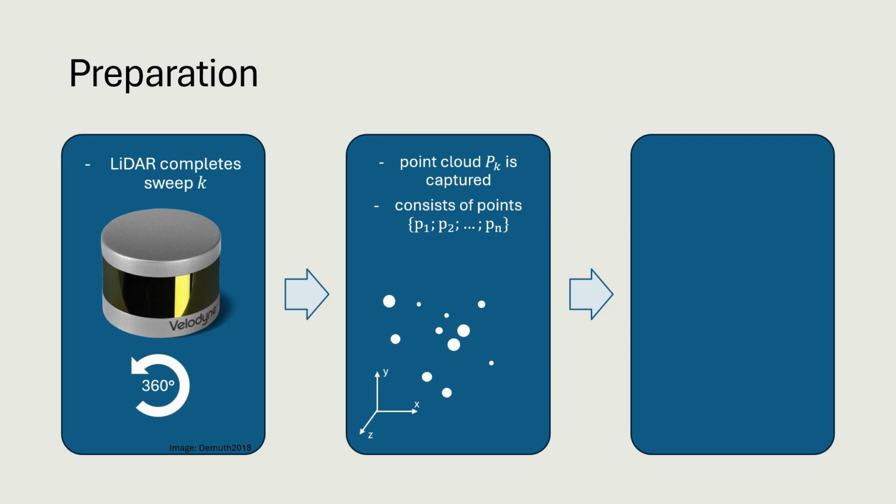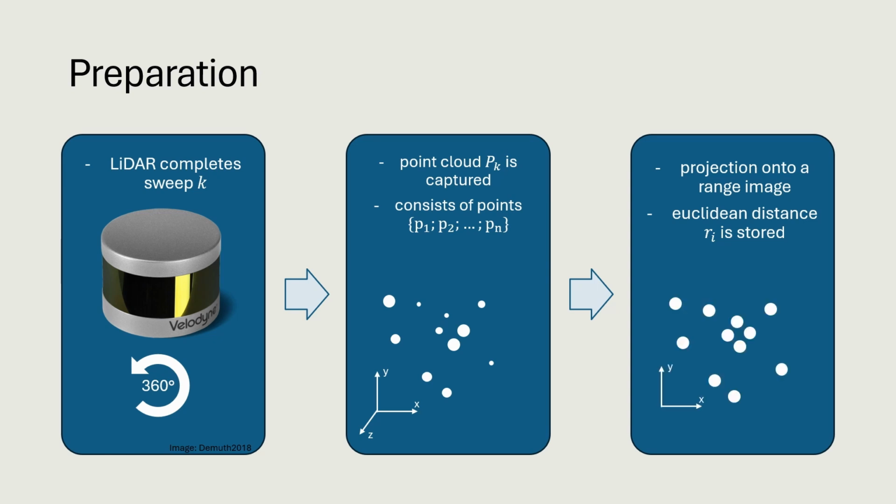Before executing the actual segmentation, we project the point cloud PK on a so-called range image. The 3D point cloud data is converted into a 2D image. Each valid point Pi of the current point cloud gets assigned to a range image pixel. The Euclidean distance between the LiDAR scanner and the captured point, or depth information, is saved as Ri.